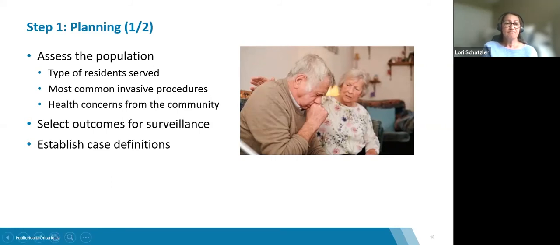When you're looking at selecting outcomes for surveillance, you're looking at what you are going to focus on in terms of preventable infections. So where can you make a difference? And what are the biggest risks that you want to focus on where you can influence the outcomes for your resident population, for your staff? So the lower respiratory tract infections, we talked about urinary tract infections, or maybe colonization with, or infections with antimicrobial resistant organisms.